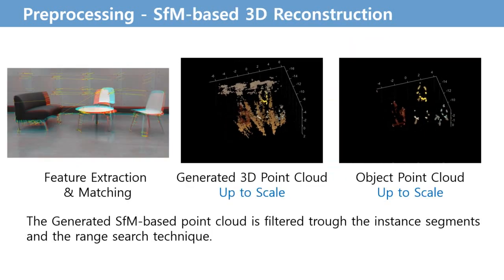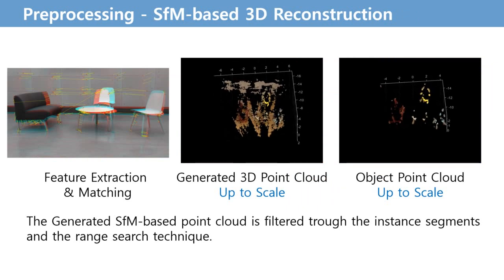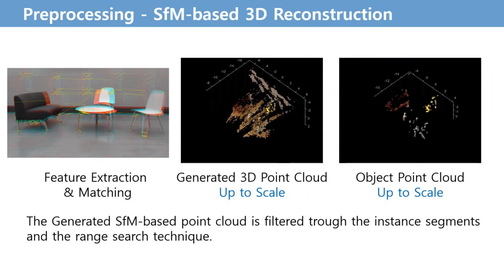Inside of pre-processing, with SFM-based 3D reconstruction, a 3D point cloud is generated from images. First, feature extraction and matching was performed, and then the 3D point cloud was obtained. But this point cloud was not useful, so with the segmentation mask, the generated point cloud was filtered. After that, to remove noisy points, a range search technique was used. Finally, the point cloud related to the object was obtained.